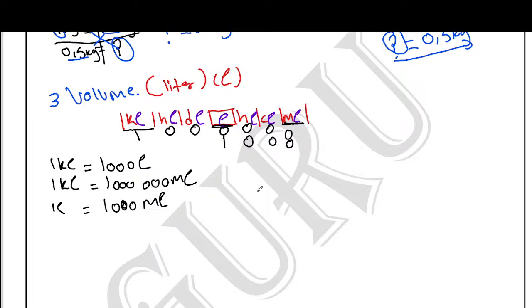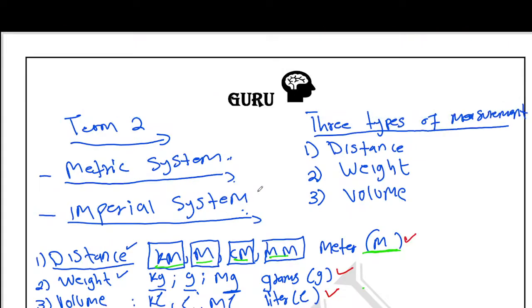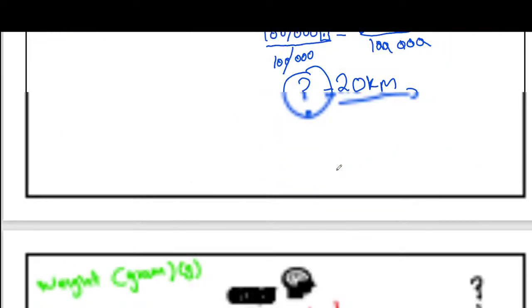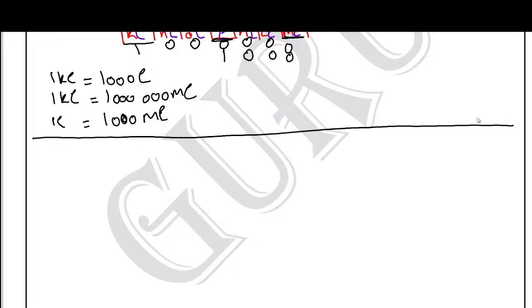So now we have seen three types of measurement. We were converting between distance, weight, and volume. Okay, so now we are going to convert time. Let me underline. We are now going to look at time. How to convert time.